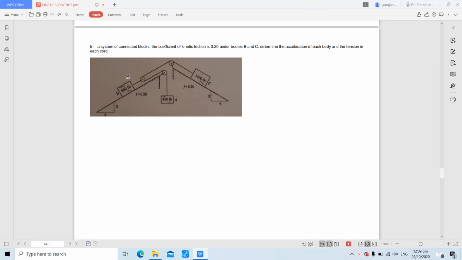Okay, so this is the given figure. We have here a given body having a weight of 800 pounds. And with respect to this inclined surface, it has a coefficient of kinetic friction of 0.20. And body C having a weight of 1,000 pounds. With respect to this inclined surface, it also has a coefficient of friction which is 0.20. Yung body A po natin na 400 pounds yung weight, wala tayong binigay na coefficient of friction dahil ang body A po natin ay not in contact with a surface. Therefore, walang madidevelop na friction force.